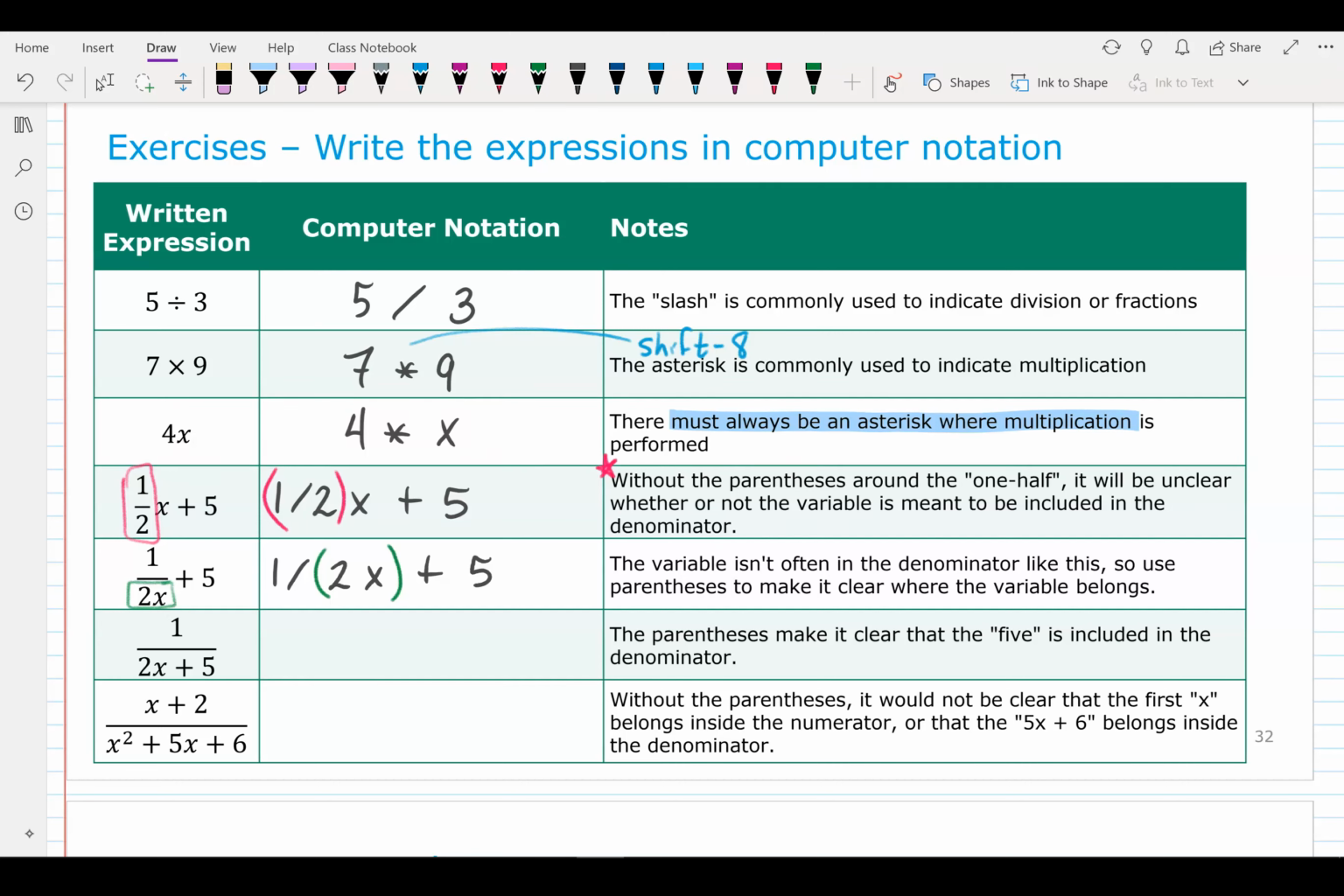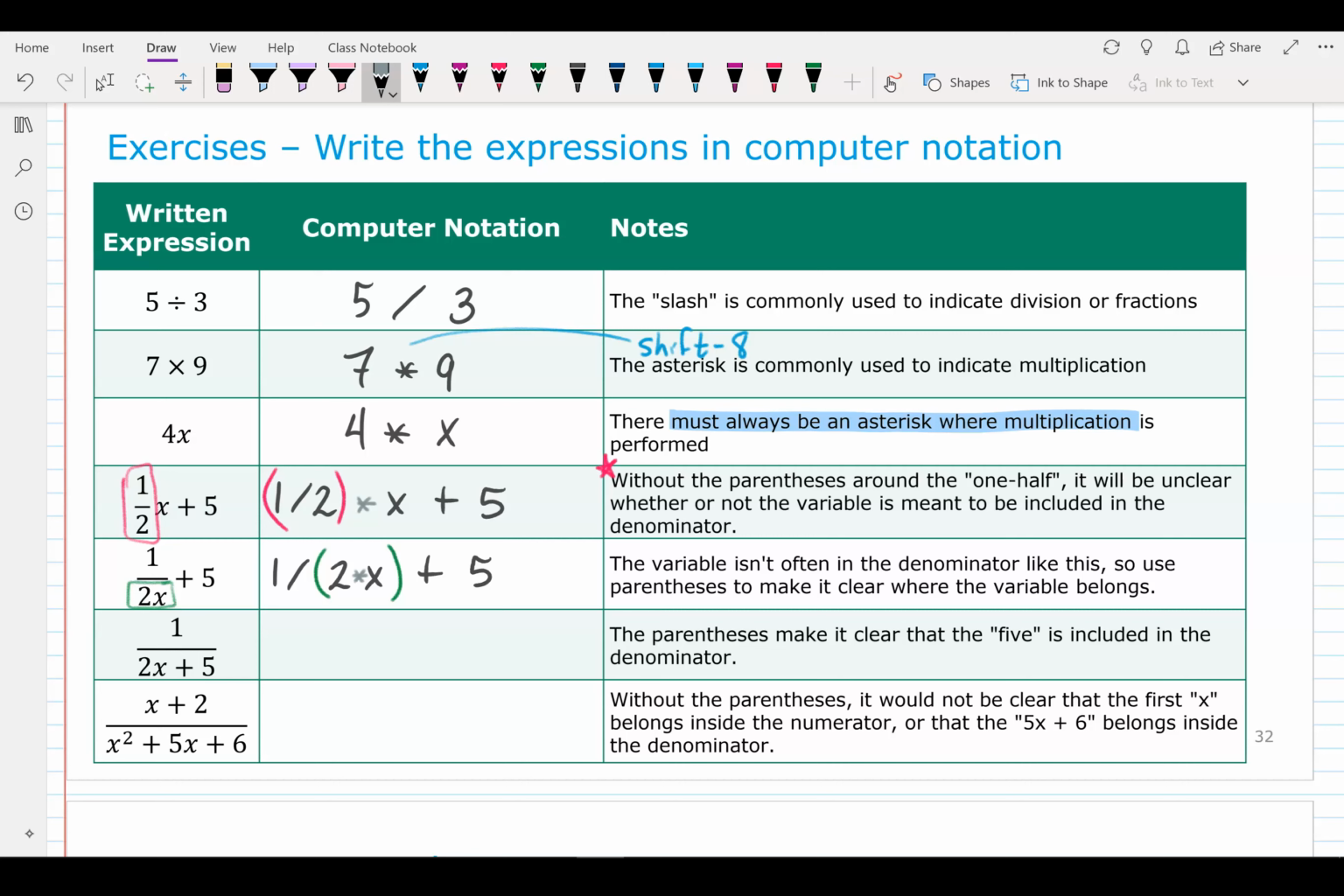If I want a multiply to happen, I need to write an asterisk. So where am I missing the asterisk here? I need an asterisk between the 2 and the x here. And I need an asterisk, sorry for those of you that are writing with pen, you shouldn't be writing with pen in the math class, but 1 over 2 multiplied by x plus 5. So this is actually how this is working.